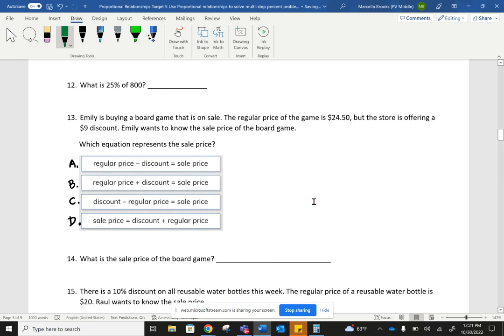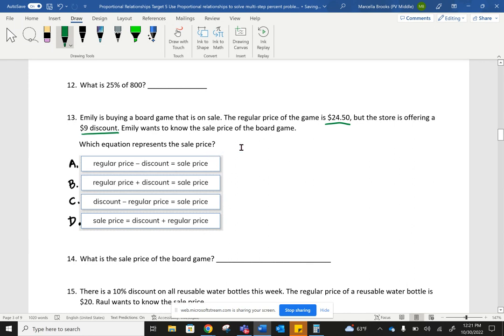All right, 13. Emily is buying a board game that is on sale. The regular price of the game is $24.50, and the store is offering a 9% discount. Let's remember that discount means it's going to cost less. It's going to cost $9 less than it would normally cost.